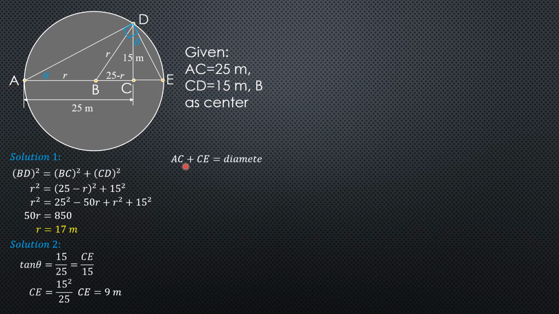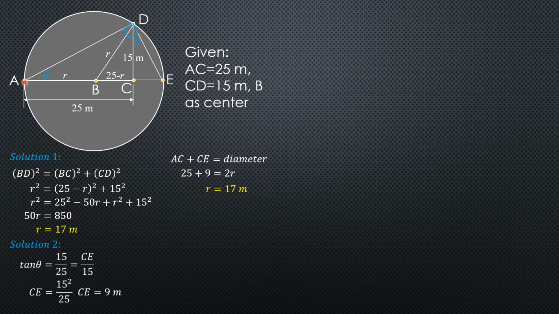So again, AC plus CE equals the diameter. AC is 25, CE is 9, equals 2R. So from there, 34 divided by 2, R is 17 meters. So next is the third way.